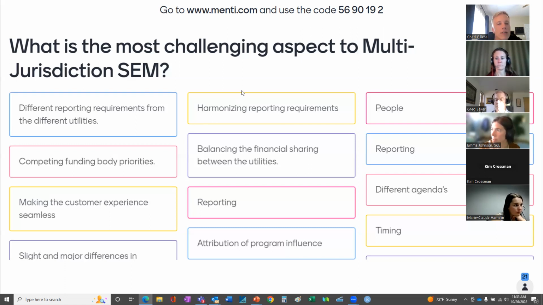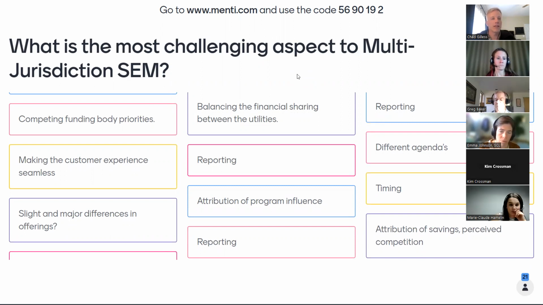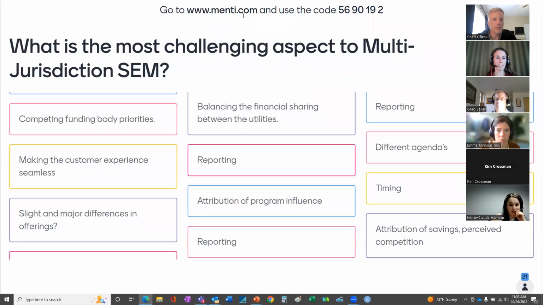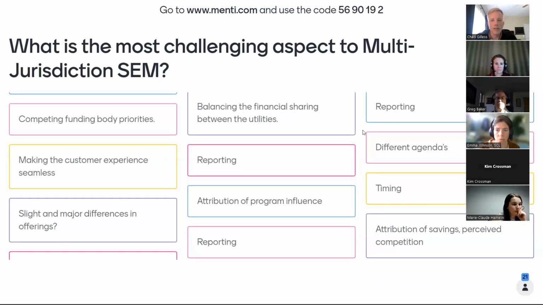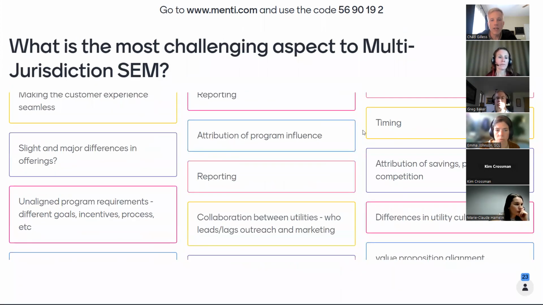Looking at the notes here also, yeah, like Jay Mullen, I like laughing at the people as a challenging aspect. Yeah, customer experience seamless. In my opinion, that should be the number one thing. But it's tricky, as you all know. Some savings, perceived competition, yeah.